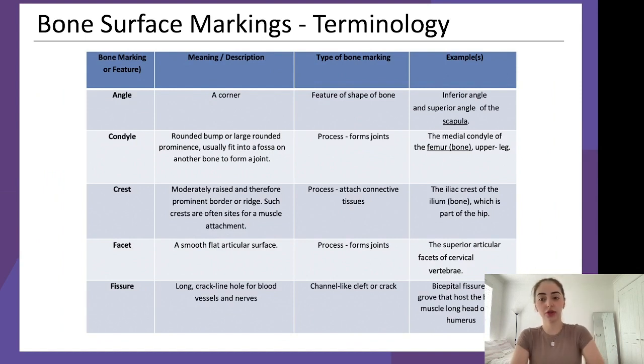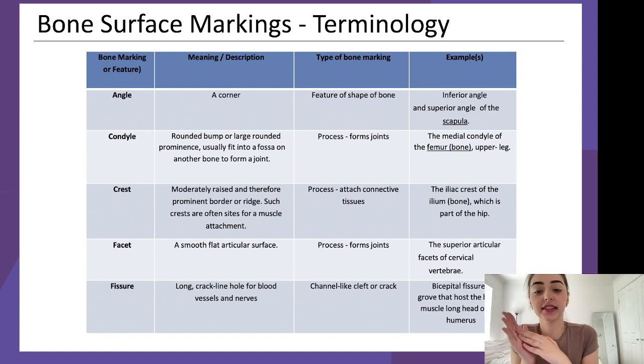All right, so let's keep pushing through. An angle, really easy. We know what that is, okay? A condyle is a rounded bump or large rounded prominence on a bone. So if you see a round part on a bone, we call that a condyle. I'll show you an example of that when we get to the skeletal system. A crest is a moderately raised and therefore prominent border or ridge. Some bones have ridges on them; don't imagine a bone as something straight. It has bumps and creases on it. So some of them have creases or ridges on them, and that's what we call a crest.